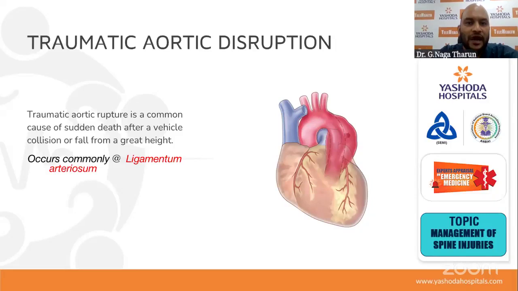Coming to the traumatic aortic disruptions in thoracic trauma. It is also a major cause of mortality in chest trauma patients, and it has a high mortality rate. Traumatic aortic rupture is a common cause of sudden death after a vehicle collision or fall from a height. It occurs commonly at the ligamentum arteriosum. And here we can see the arch of aorta disruption due to trauma.